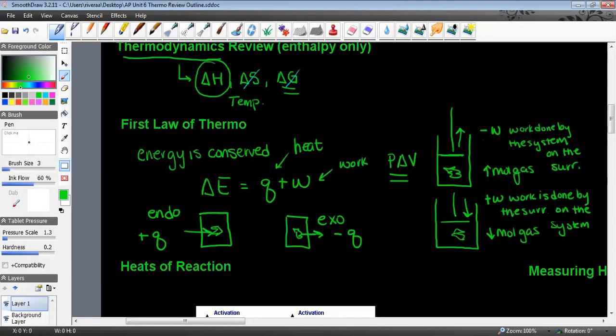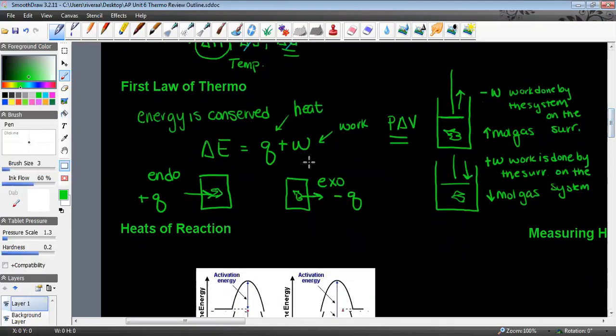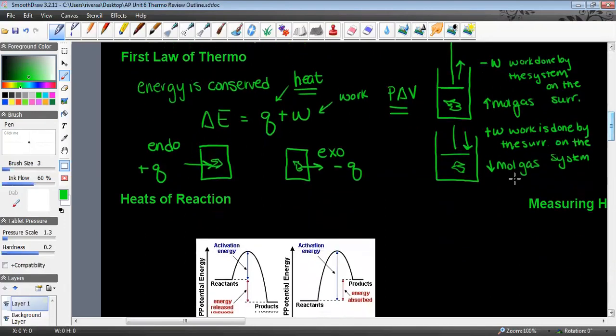Okay, so we're going to abandon the work conversation here for a little bit, and we're just going to look at heat. We're going to look at heats of reaction. Technically, Q and delta H are not the exact same thing. When you go to college and take two years of thermodynamics in your mechanical engineering classes, you're going to find out that heat and enthalpy are not exactly the same. For our purposes, the heat of a reaction or the enthalpy of a reaction is the same as Q, the same as heat.